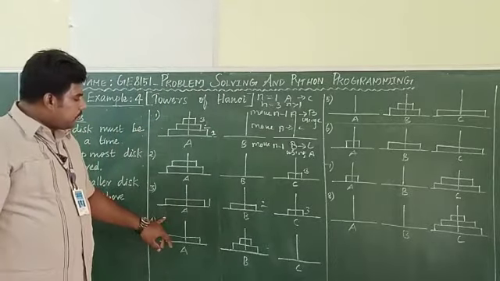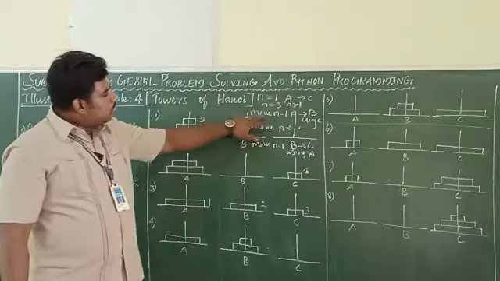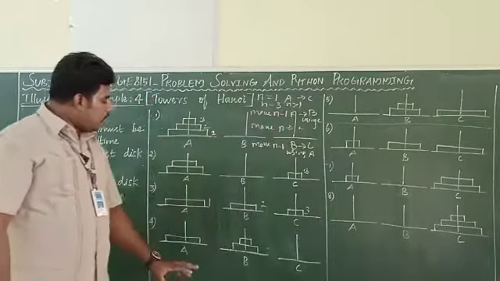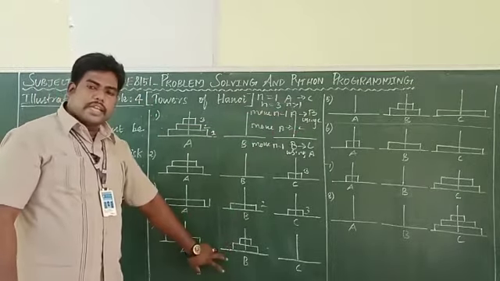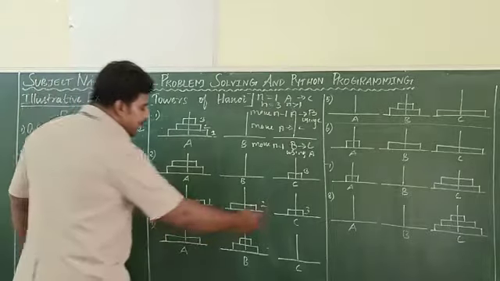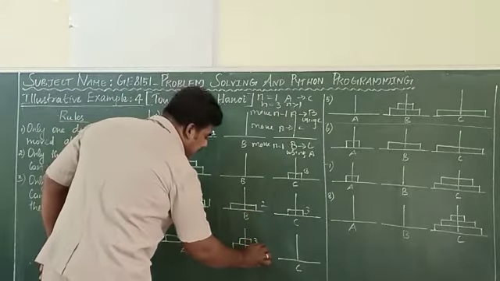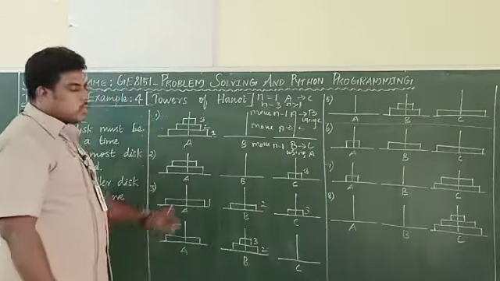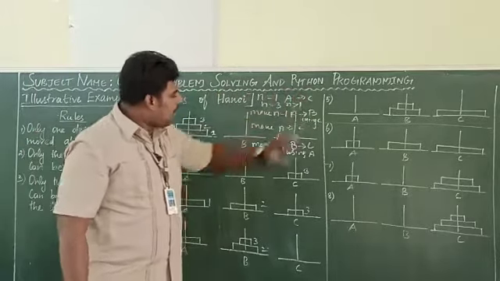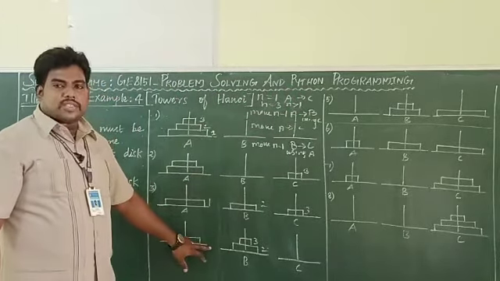Okay. What's the next step? I want to move n minus 1 disks from A to B. I want to bring 2 disks at B, right? So again I am taking the third disk and placing it on the first disk. This is the condition we solved here.